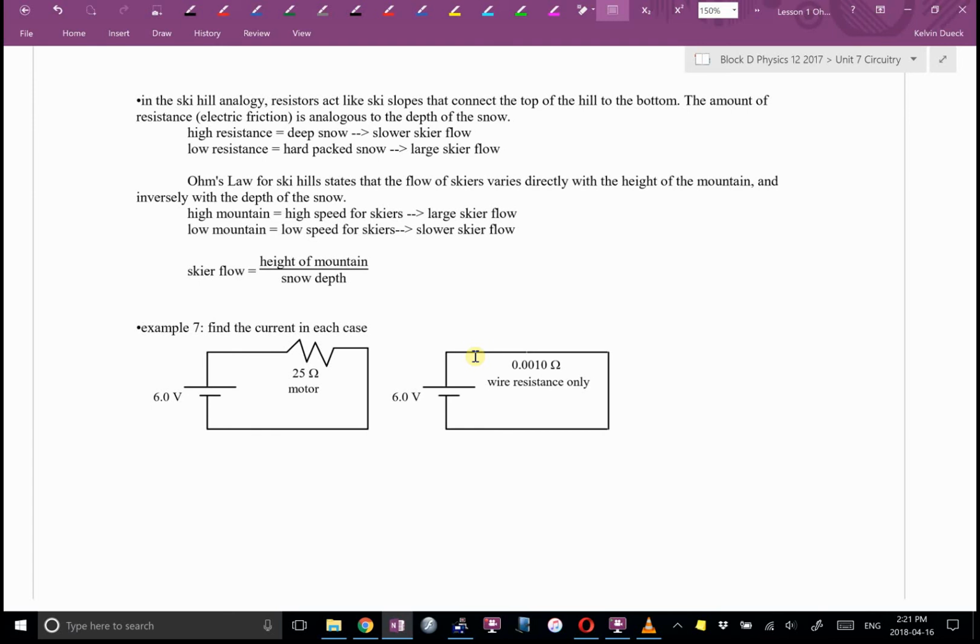Low resistance, perfect snow, lots of skiers. So Ohm's law for ski hills says that the flow of skiers varies directly with the height of the mountain. As voltage goes up, current goes up. Inversely with the depth of the snow. As resistance goes up, current goes down. High mountain, high speed, larger ski flow. Low mountain, low speed, lower ski flow. Skier flow, current, equals height over snow depth.